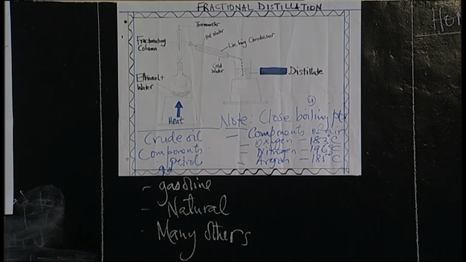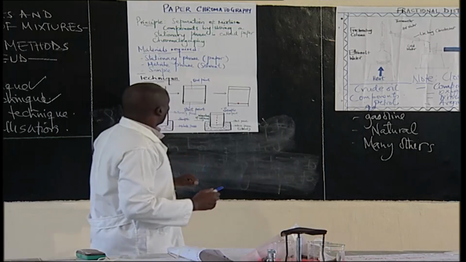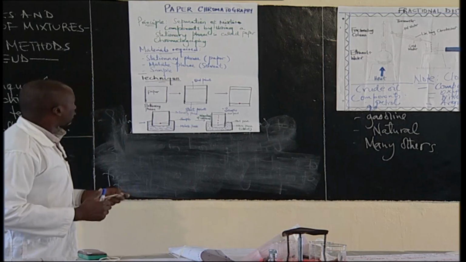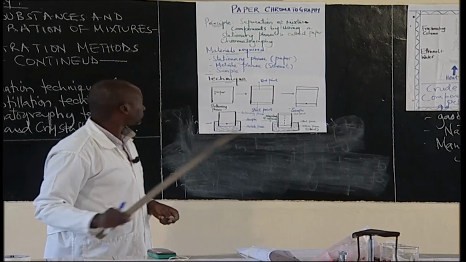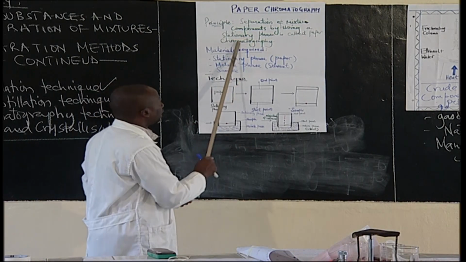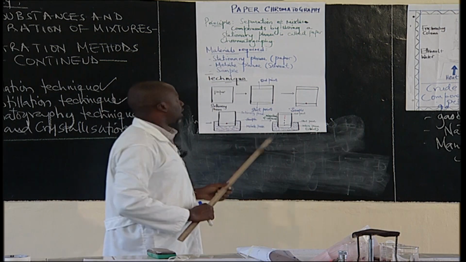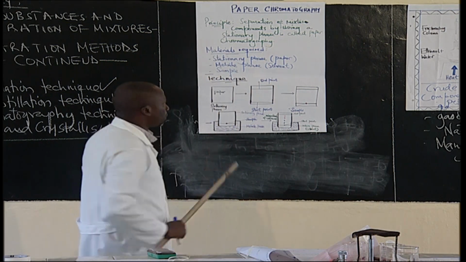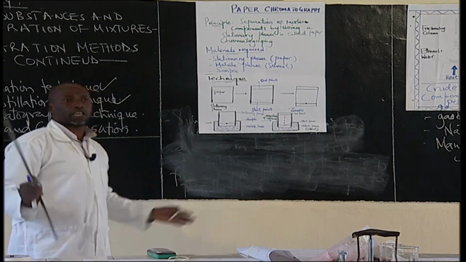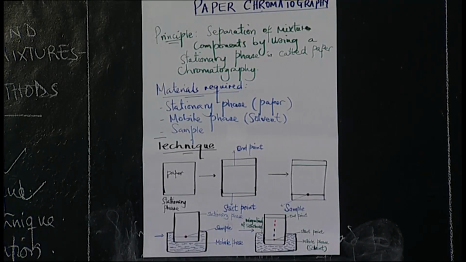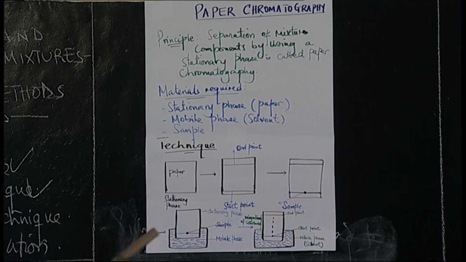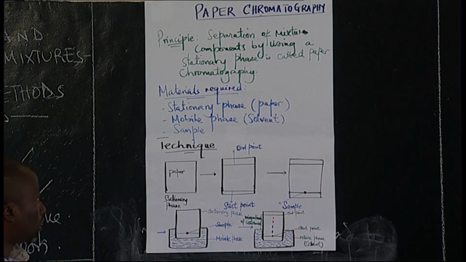So this is paper chromatography. This is the technique, the separation method, separation of mixtures by using the stationary phase, and that is what we call paper chromatography. We have different types of chromatography, but we are going to look at only one, which is paper chromatography.